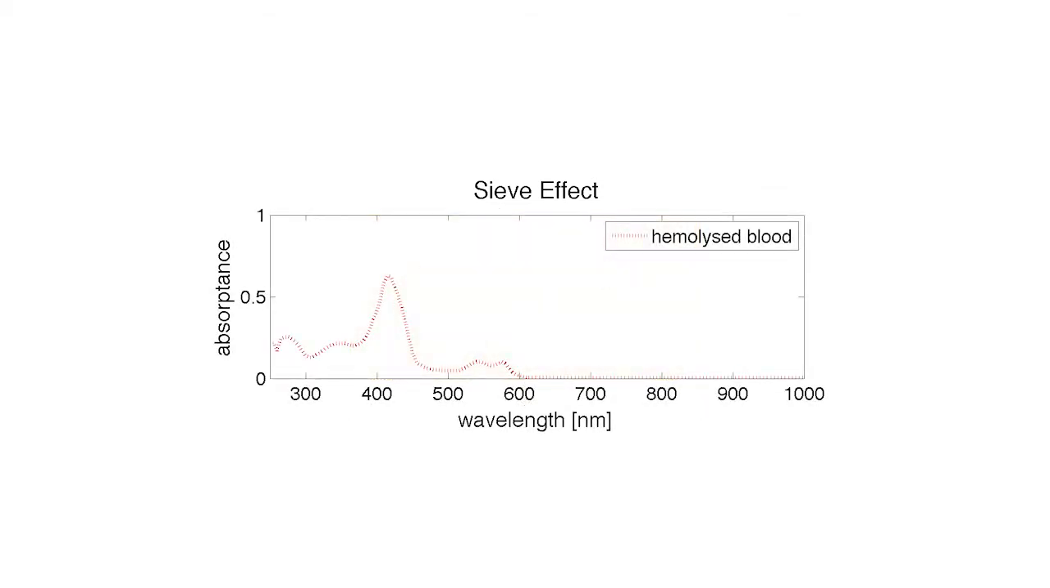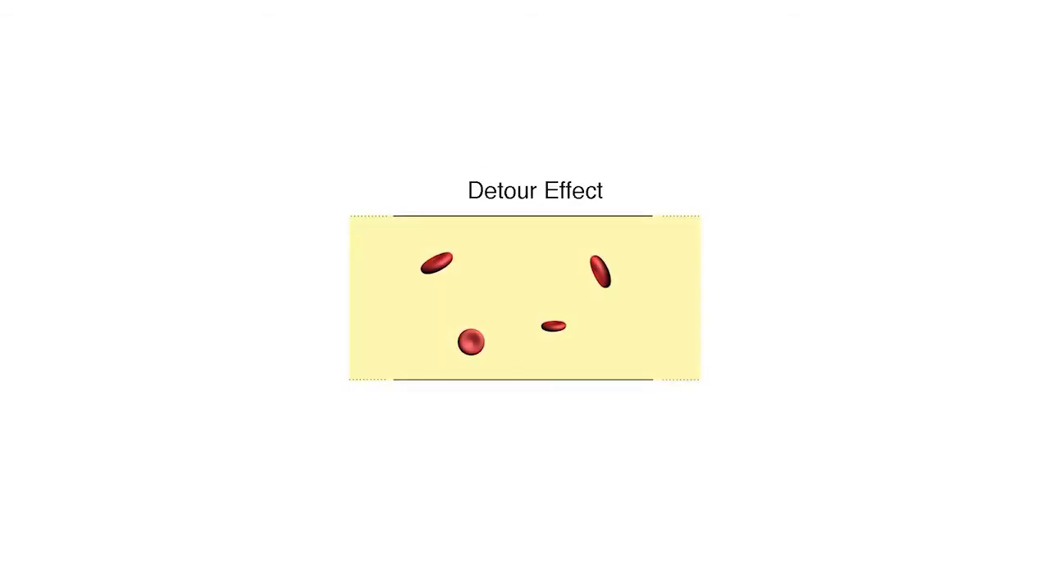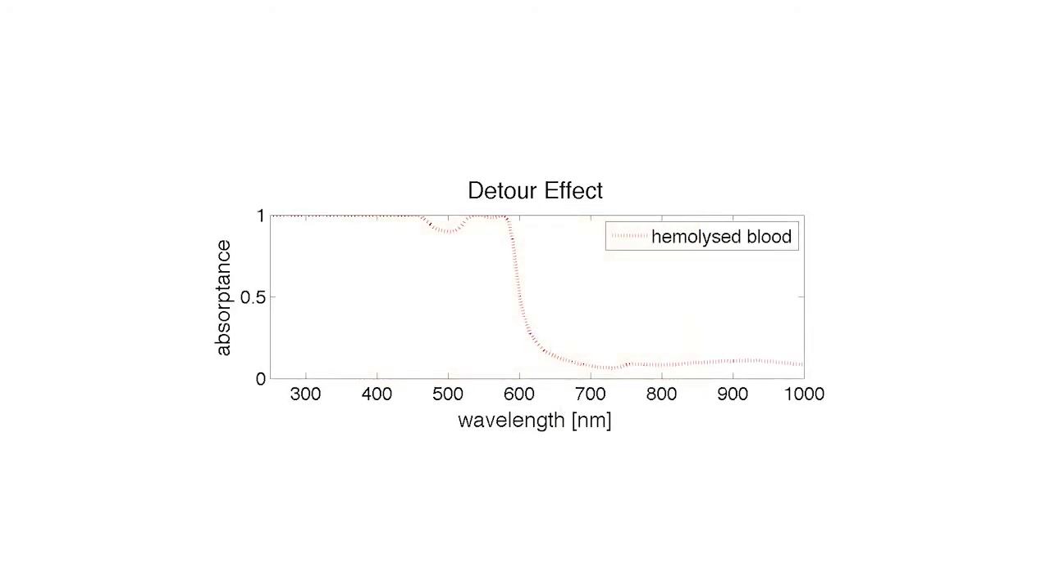For samples with low HCT, the sieve effect can reduce the amount of light absorbed by whole blood in comparison with hemoglobin solutions or hemolyzed blood, notably in bands of pigment absorption maxima. For samples with high HCT, the detour effect can increase the amount of light absorbed by whole blood in comparison with hemoglobin solutions or hemolyzed blood, notably in bands of pigment absorption minima.